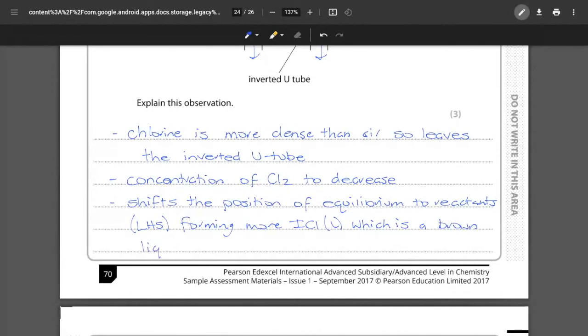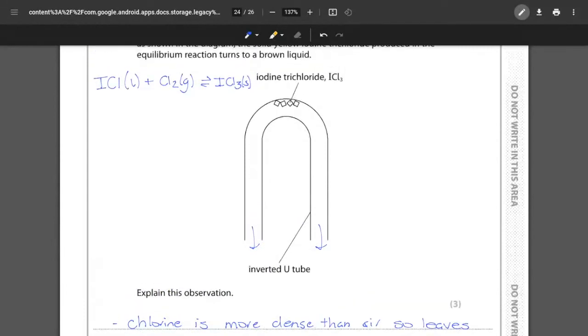So by having this inverted U-tube, we have the chlorine leaving the U-tube at the bottom, causing our position of equilibrium to shift to the left to help replace the chlorine and put it back into equilibrium, which then moves the solid iodine trichloride into the liquid iodine monochloride.